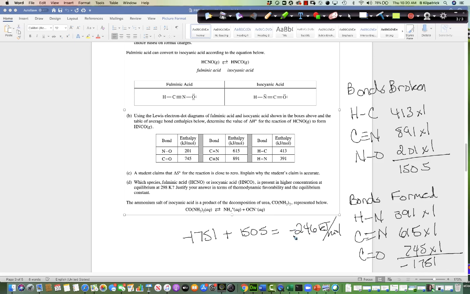But let's say that you don't have 246, but you did indicate somewhere that you understood that the bonds formed will be negative or exothermic, then you'd get a point for that.